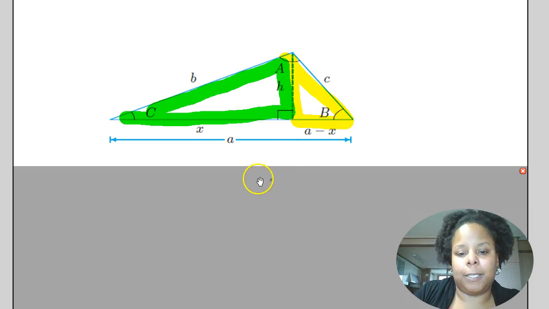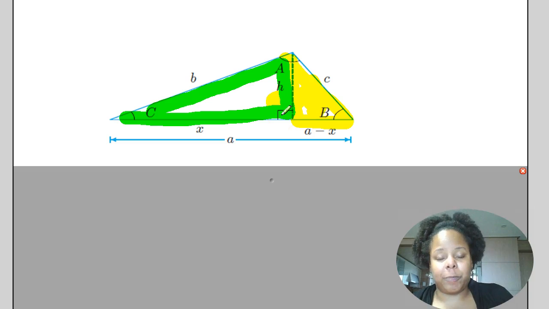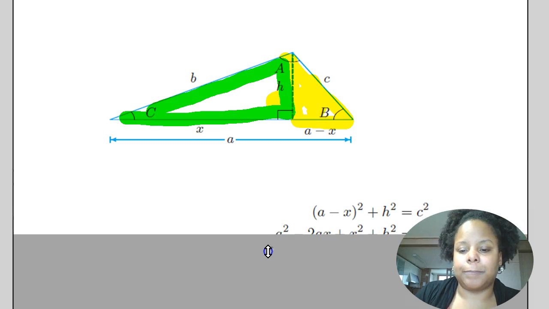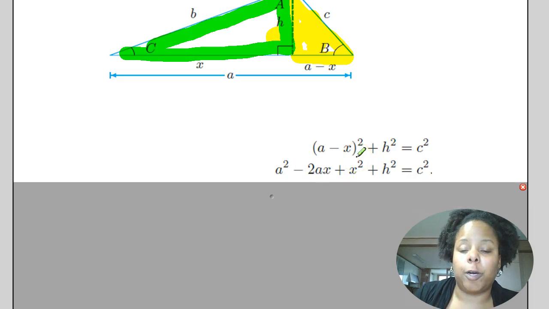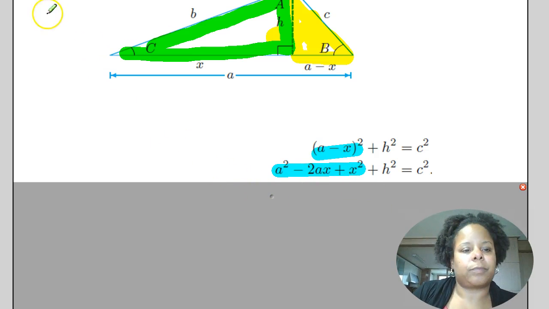Okay? But why is that of any importance? Well, since we do have two right triangles, let's take a look at this right triangle and use the Pythagorean theorem to come up with an expression involving it. Remember, the Pythagorean theorem says that the sum of the squares of the legs is equal to the square of the hypotenuse. So in that case, the leg here is a minus X, and the other leg is h. When I use the Pythagorean theorem on that, I get this expression. When I just use FOIL or distribute (a minus X) times (a minus X), I get a squared minus 2aX plus X squared. All right. That's what I get.